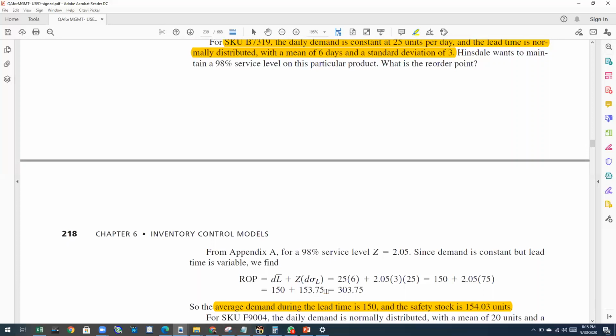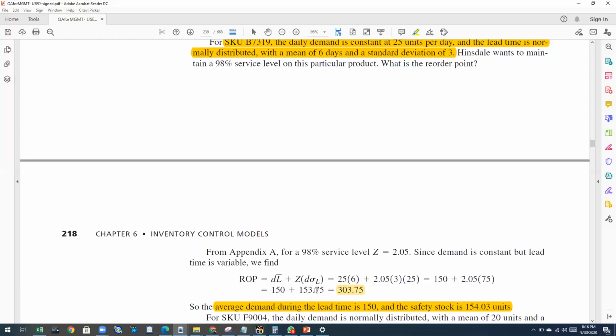And this is the safety stock. Z 2.05 multiplied by 3 multiplied by 25. So the safety stock is 153.75. So the reorder point is when the inventory level hits 303.75 or 304. When it hits this level, the entity needs to immediately make an order. This is the average usage during the lead time, 6 days, but there is also safety stock.